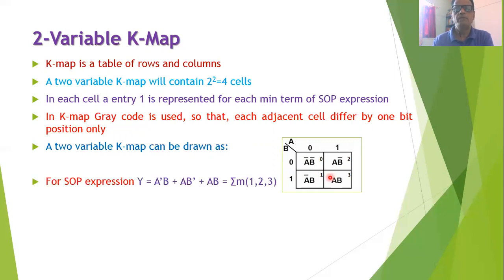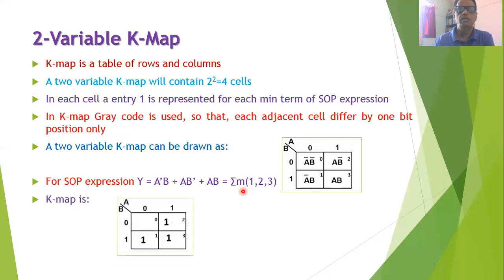Now suppose we have been given SOP expression y is equal to A bar B plus A B bar plus AB, which is nothing but summation of min terms 1, 2, 3. Then for this SOP expression, we can draw a Karnaugh map as shown in this diagram. So we will make an entry 1 for the cell 1, and also for 2 and 3, we will make an entry 1 as shown in this figure.